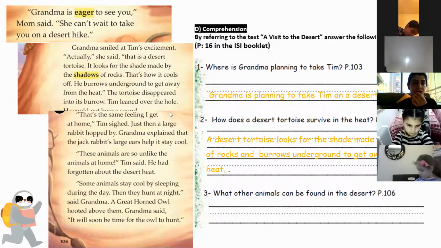Malik, you raise the computer hand. Barji? Yes, teacher. Any question? Yes. Do you have any question? Yes. Go ahead.